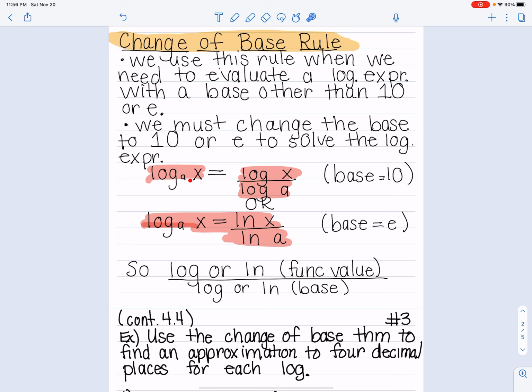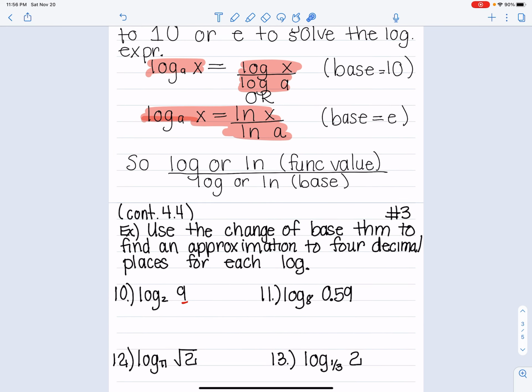If I did common log on top, I can't do ln at the bottom. No, you can't do that. You have to be consistent. If I'm using common log, I got to use common log on the top and bottom. If I'm using ln, I got to use that top and bottom. So now let's try some, okay? So look what I said. It's either log, or ln of the function value on top over log or ln of the base, okay?